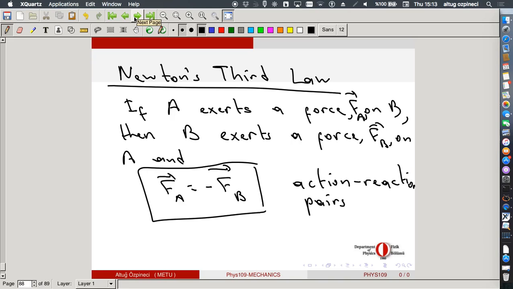The breaking the stone with bare hands. Okay, that, wait until we discuss the elasticity.